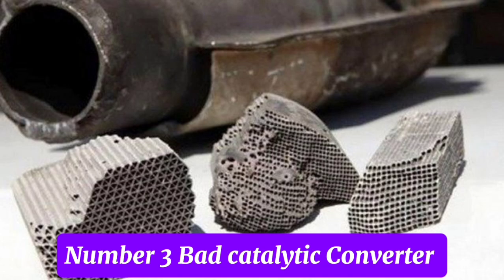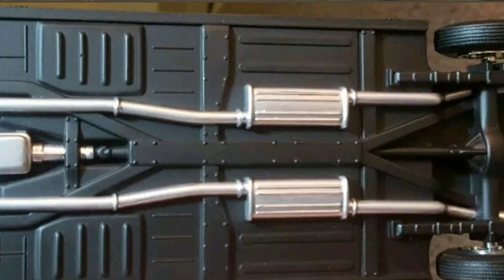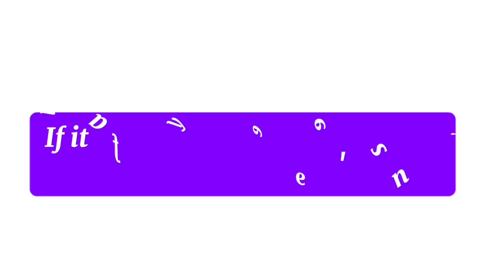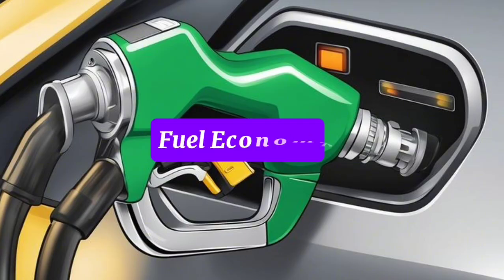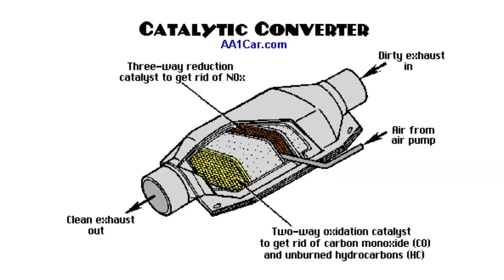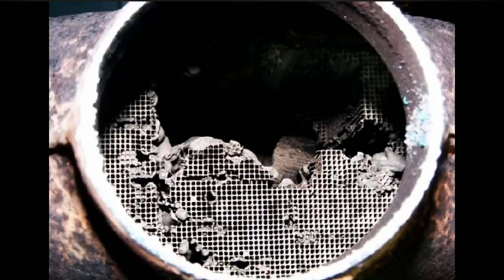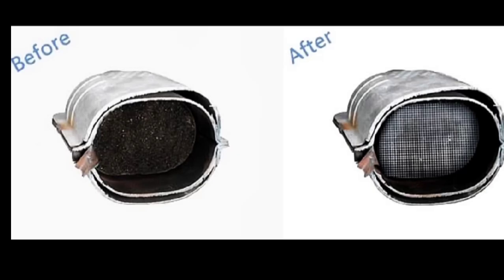Number 3. Bad catalytic converter, a vital part of your exhaust system. The catalytic converter transforms harmful pollutants into less toxic gases. If it fails, you'll likely experience decreased engine performance, reduced fuel economy, and potentially a rotten egg smell from the exhaust. Often, a failing catalytic converter is a symptom of another underlying problem, like a faulty O2 sensor or misfires. What to do? Have the catalytic converter repaired or replaced by a qualified exhaust mechanic.